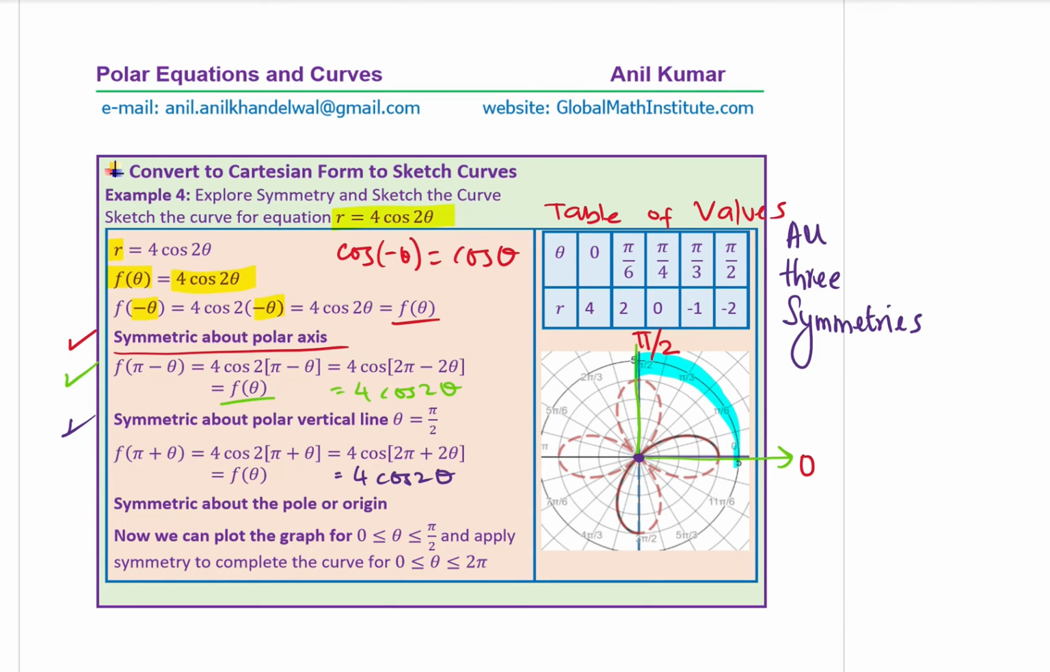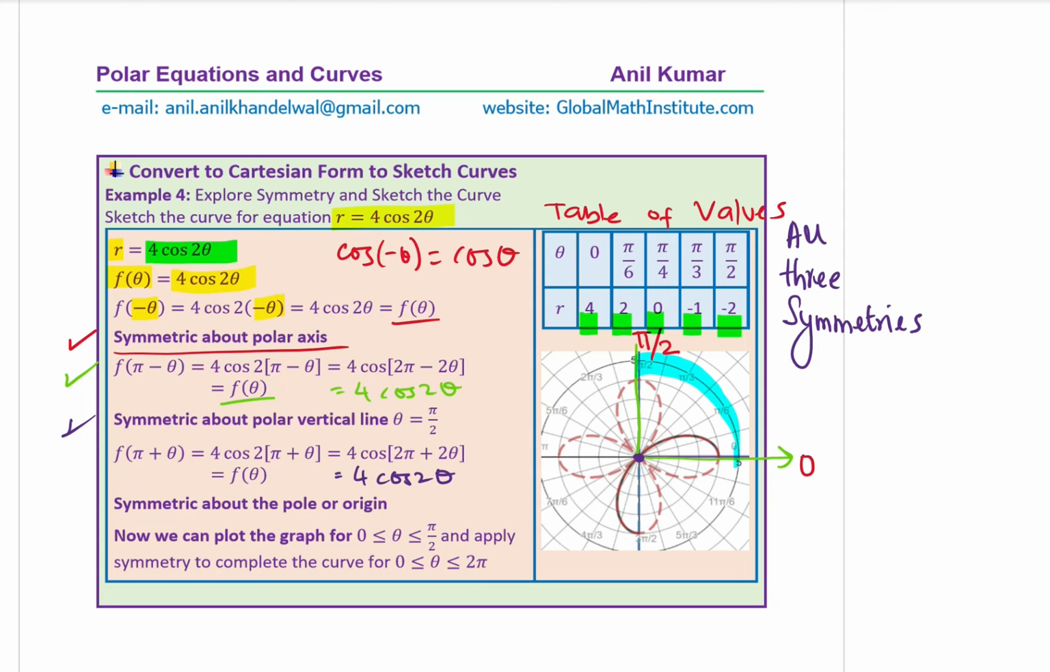In this, we have taken the values of theta as 0, pi by 6, pi by 4, pi by 3, and pi by 2. So we are only checking these 5 values. Substituting these values into the function itself, which is 4 cos 2 theta, when theta is 0, you get the value 4. When theta is pi by 6, you get 2. Then at pi by 4, you get 0. Minus 1 for pi by 3, and for pi by 2 you get minus 2 as your answer.